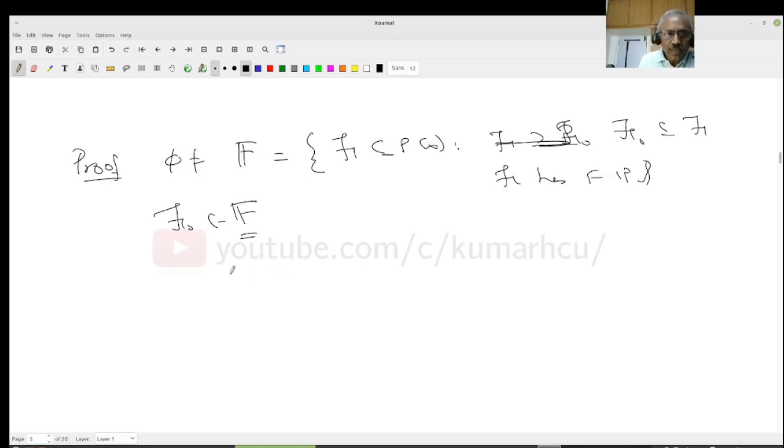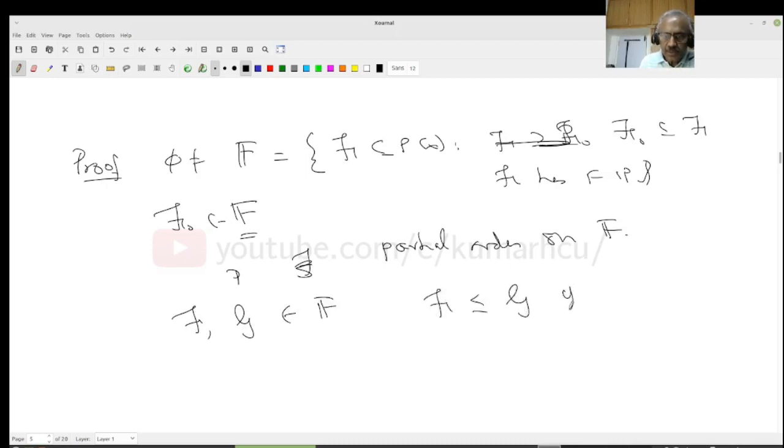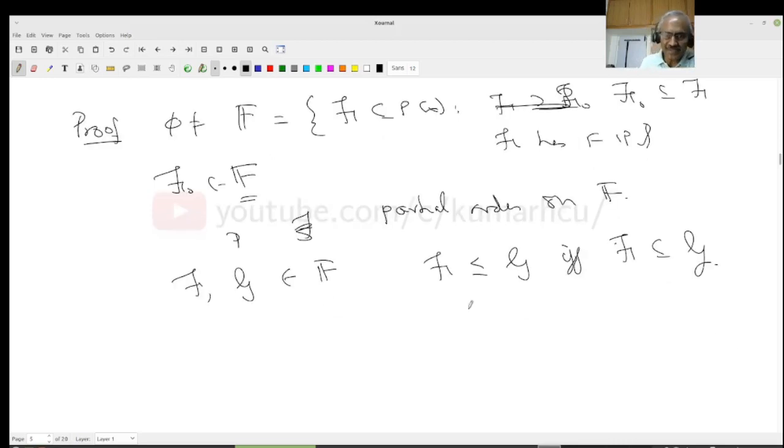Now, given F and G, I want to put a partial order on this. What is the partial order? If you give me F and G in this, I say F is less than or equal to G if and only if F is contained in G. Remember, if you had watched my video on partial orders and Zorn's lemma, you would see the single most important partial order is set-theoretic inclusion. In mathematics that's very often used, so learn that. This is a partial order, and I am not going to check it; it is very easy to check.